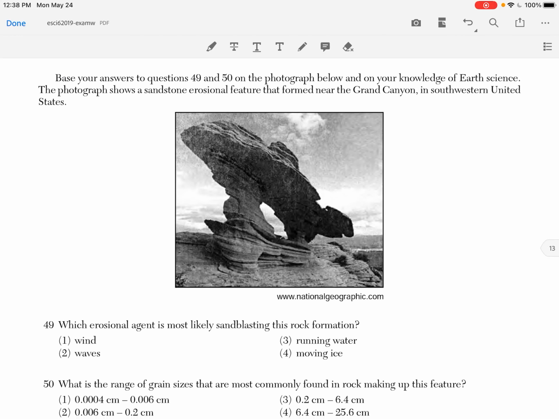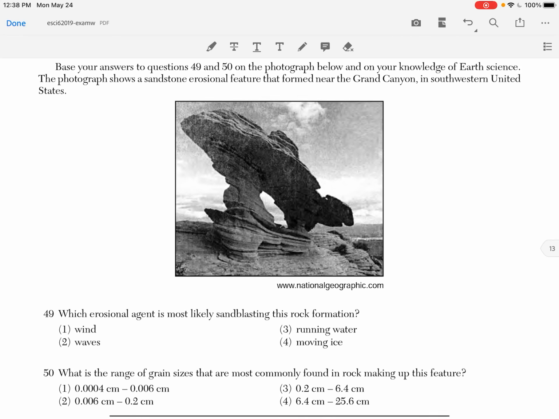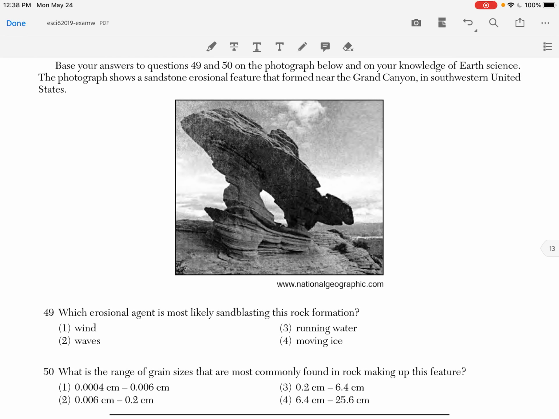All right, questions 49 and 50 are based upon this photograph of a sandstone erosional feature. So key thing here is realizing that this is sandstone and noticing that this is found in the southwestern United States. Looks like a desert-like climate out there. And that's helpful for answering question number 49, recognizing where this is and what would cause all of this erosion to occur. You know, that's completely sandblasted, as it said, taking out these like little parts of that sandstone feature.